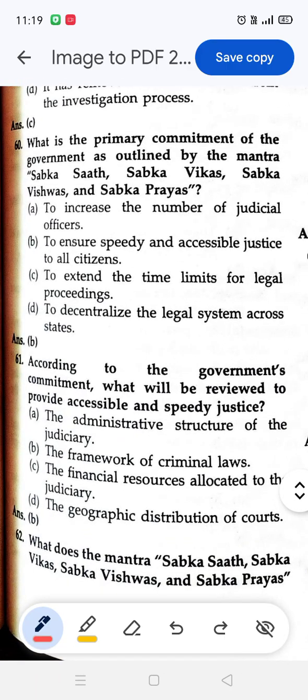Question number 60. What is the primary commitment of the government as outlined by the mantra सबका साथ सबका विकास सबका विश्वास and सबका प्रयास? So option B is correct. To ensure speedy and accessible justice to all citizens.